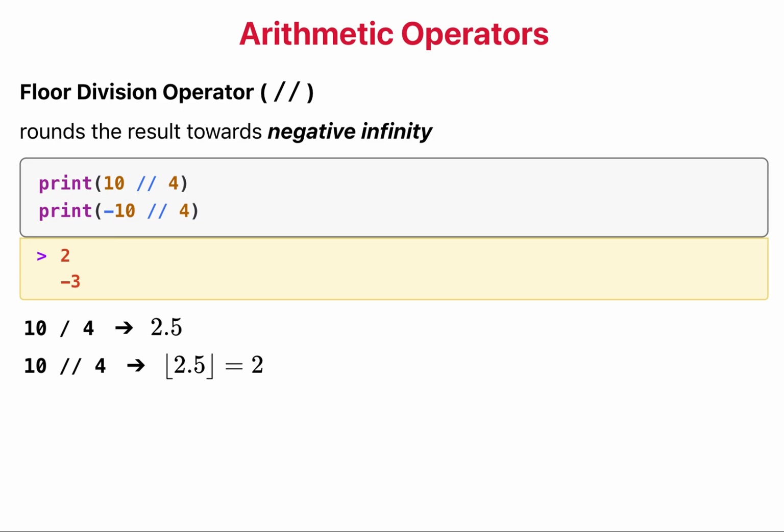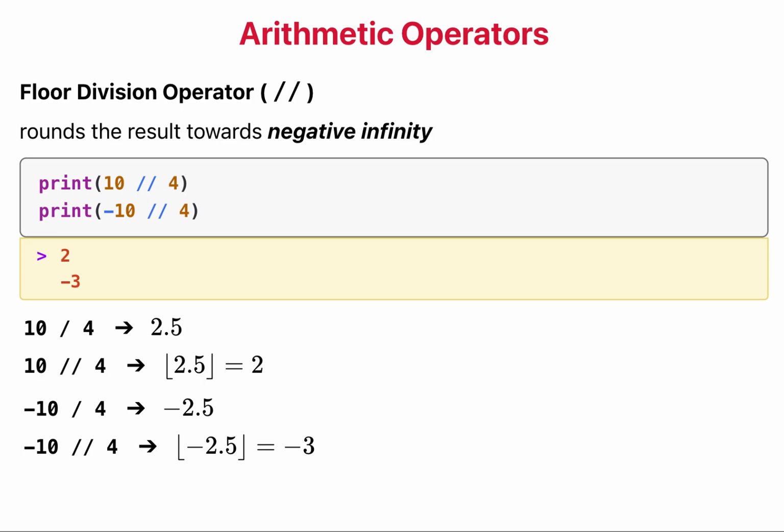Similarly, for the other example, the normal division of negative 10 by 4 gives us negative 2.5. Now, the floor division of negative 10 by 4 would be the floor integer function applied to negative 2.5, which gives us negative 3 as the result. So essentially, we see that for positive numbers, this rounding down coincides with truncating the decimal part, which is not the case when the result is a negative value.